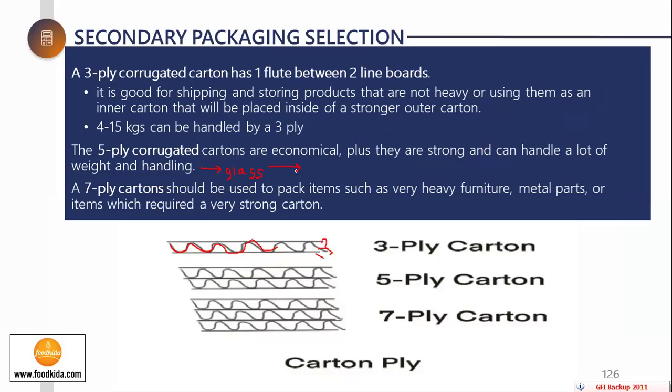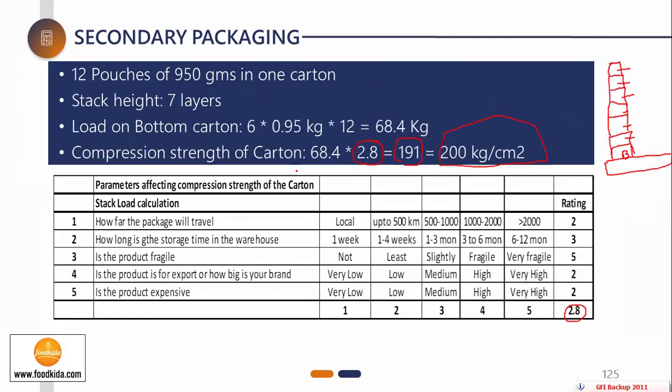So now, a 5-ply corrugated carton can be used. One question, sir: did you take the gross weight or net weight of the product here? Good question. I have taken the net weight. You can take the gross weight. Yeah, the 950 is supposed to be the net weight; it should be the gross weight.